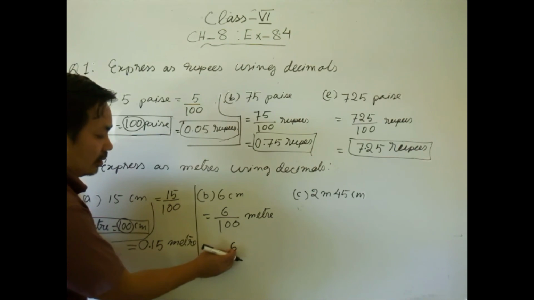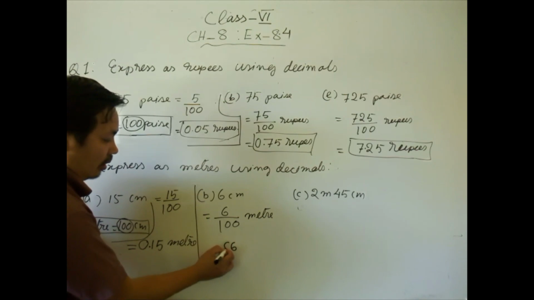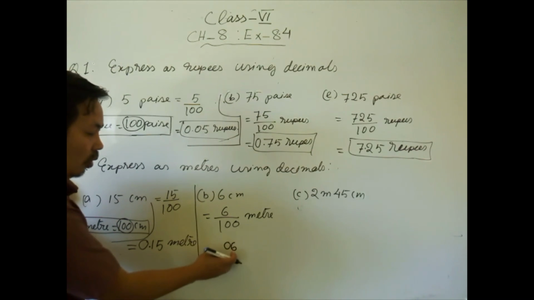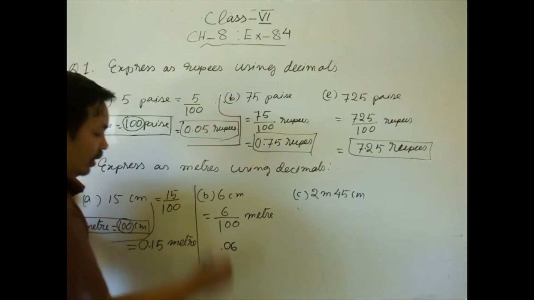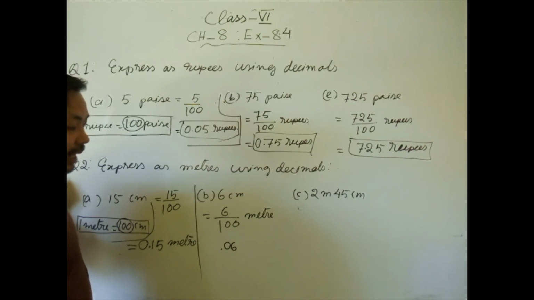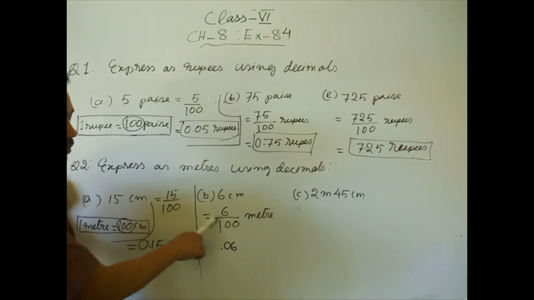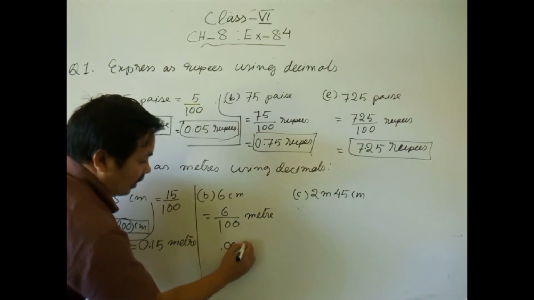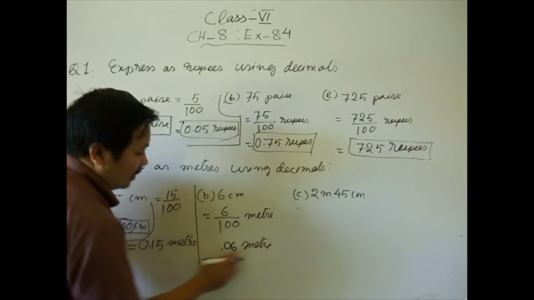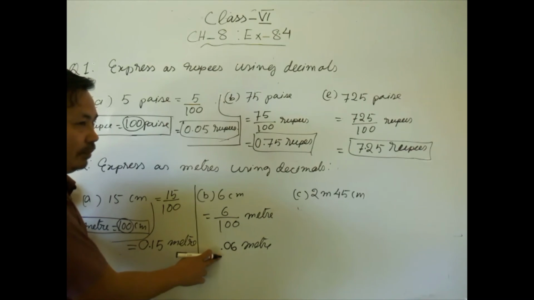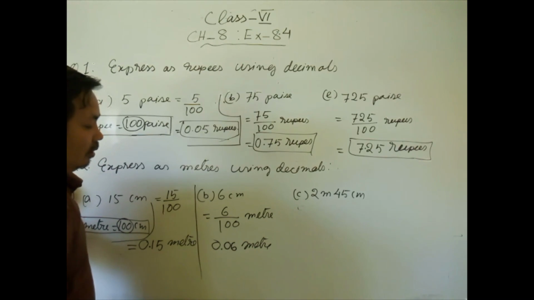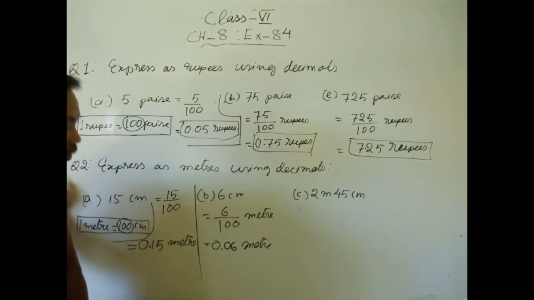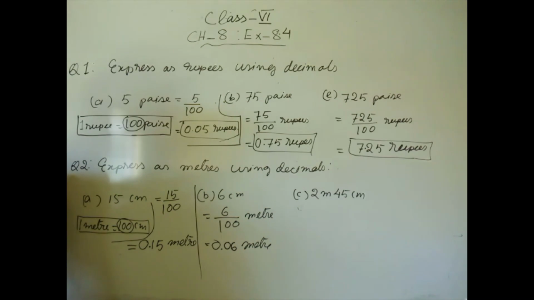Don't worry, start here: 1. No more is there to count 2, isn't it? Then take a 0, 1, 2, and then the point. Then you are getting the decimal as 0.06. 6 by 100 is 0.06 meter. So simply start with the point, put 0 here to look nice. 0.06 meter. Okay, so this is that.